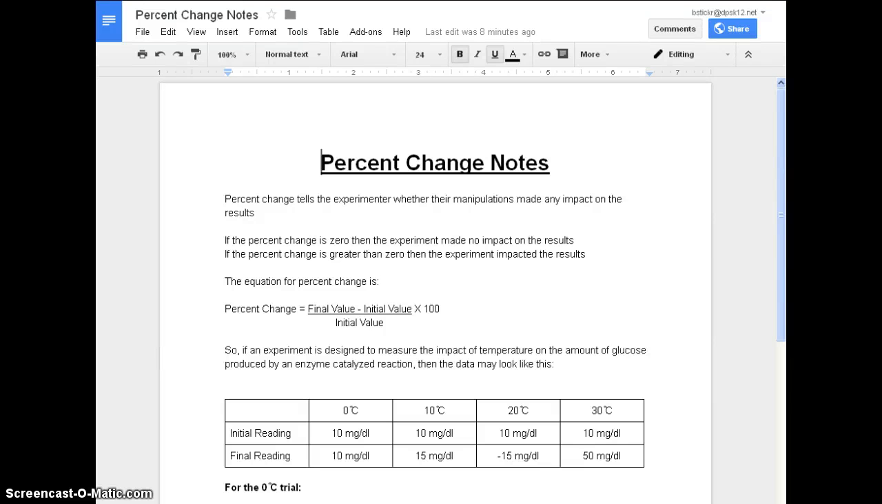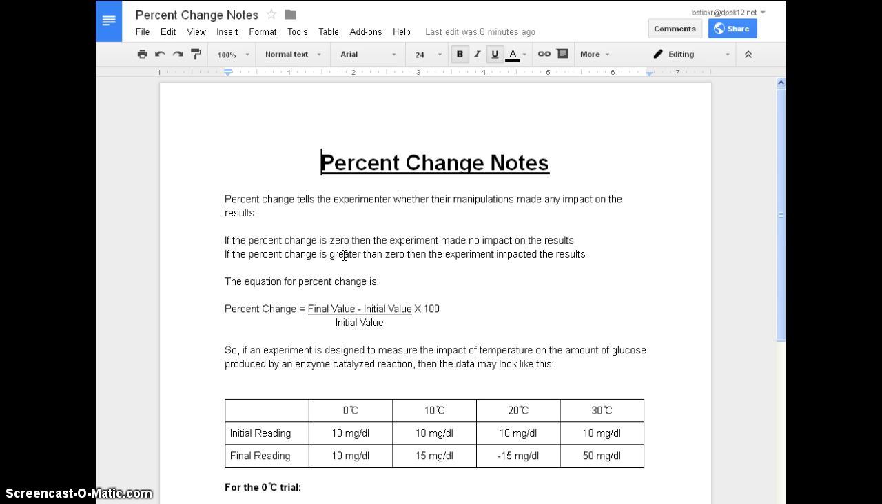So in this video we're going to talk about why percent change is important when you're analyzing the data from an experiment. The main thing is that it tells you whether or not you actually had any impact on your results. So if there's 0% change, then it means that the experiment didn't affect the results at all. However, if this percent change is greater than 0, it means that whatever you did during the experiment did impact the results.